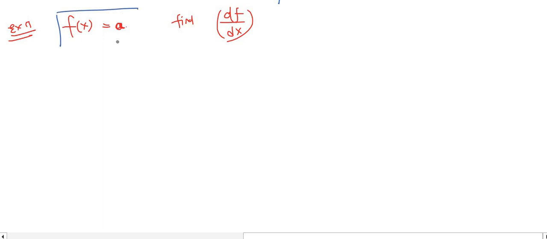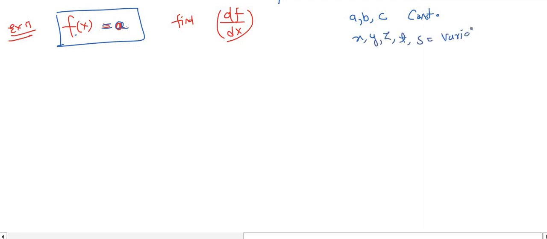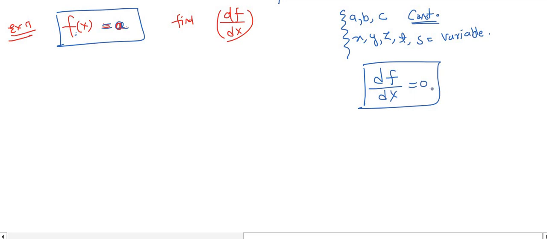Function is given. We already know by observation that f(x) is a. a is a constant. In mathematics, a, b, c is used for constant terms. x, y, z, t or s are used for variables. So this is for your reference. ABC is always used for constant. So f(x) is a means it's some constant term. So we already know by our knowledge then df by dx will be 0, because derivative of a constant term is always 0.